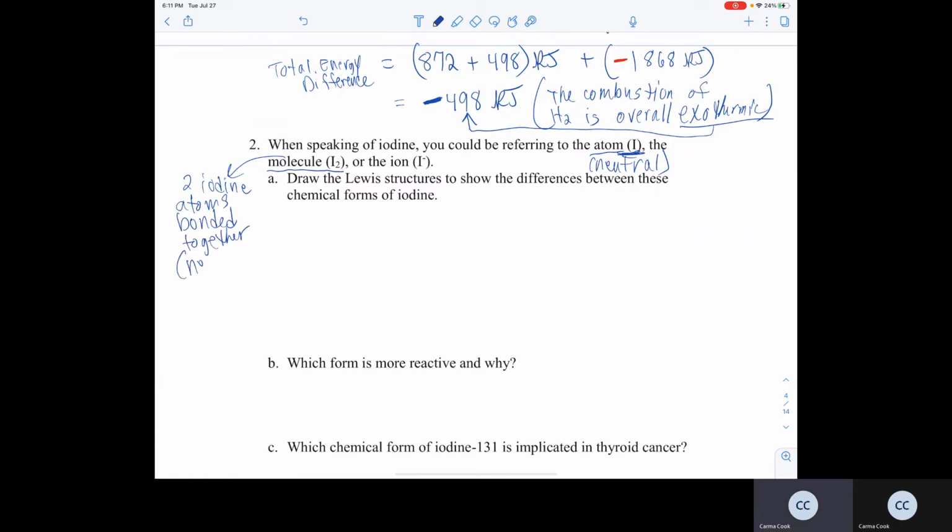Also neutral, no charge. Or I could be talking about the iodide ion, I minus. It has a -1 charge. And so the iodide atom, iodine is in group 7A on the periodic table. So it has 7 valence electrons.